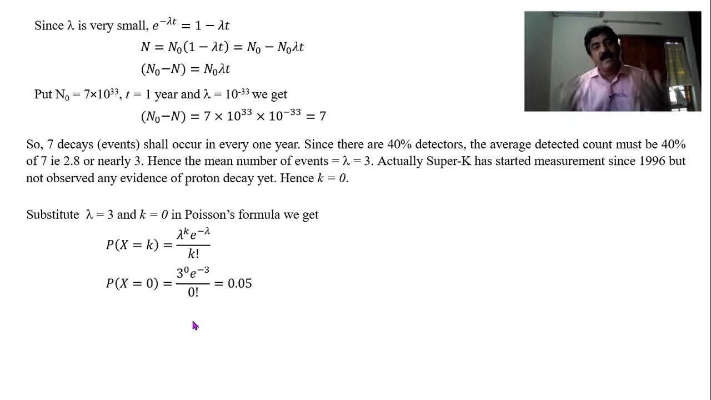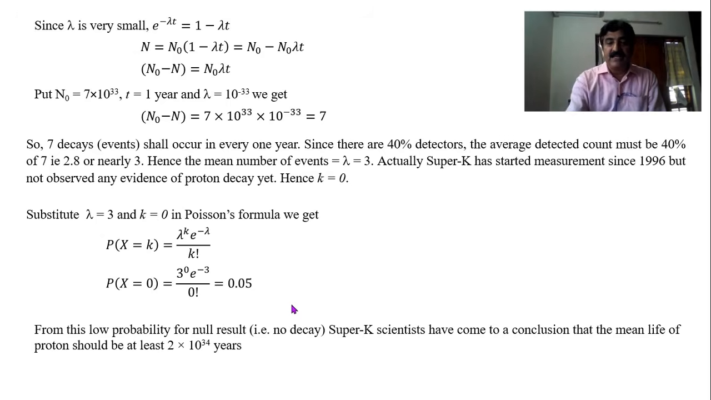But so far, how many decays have been detected? 0. That is K. By substituting the lambda value and the K value and simplifying, the probability is 0.05. That means I am getting a very low probability. From this Poisson's distribution calculation, the scientists at the Super K experiment site in Japan have concluded that the mean life of the proton should be at least 2 into 10 power 34 years.